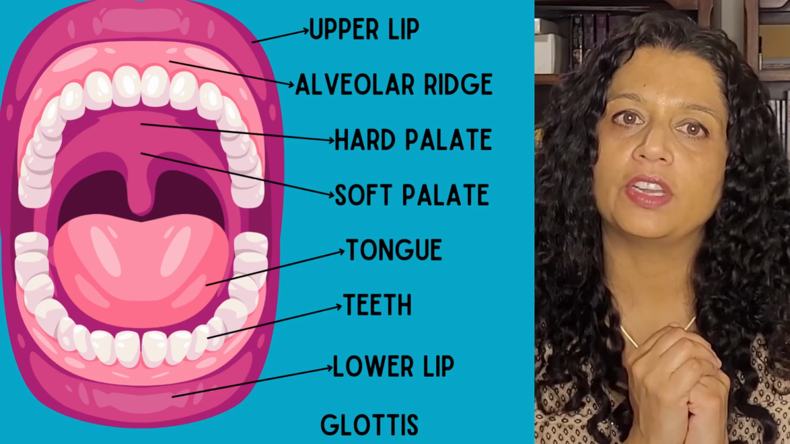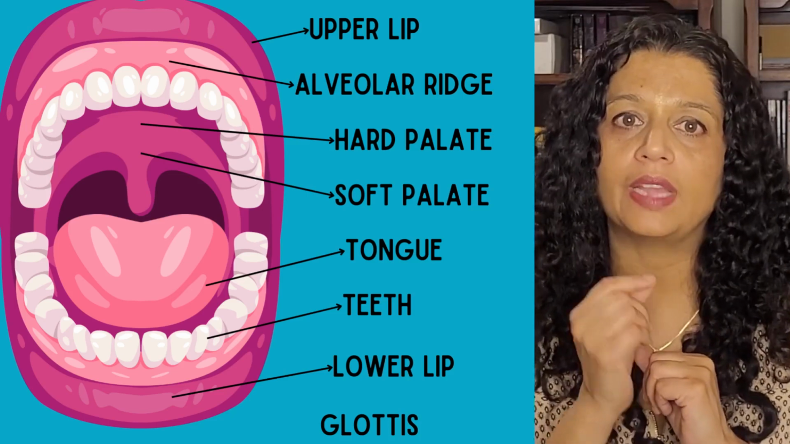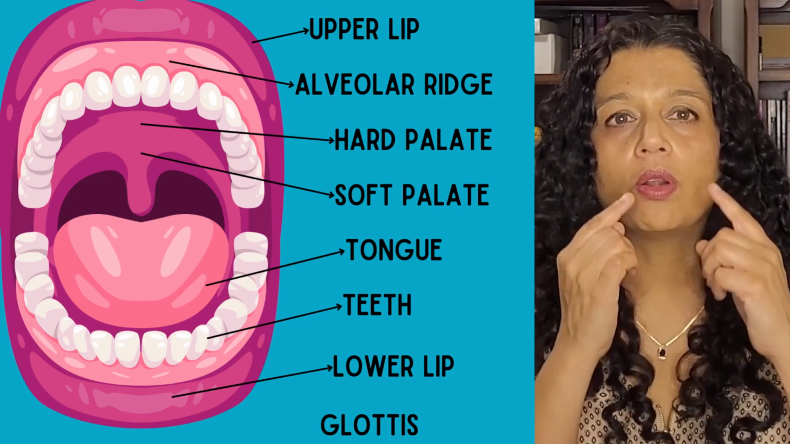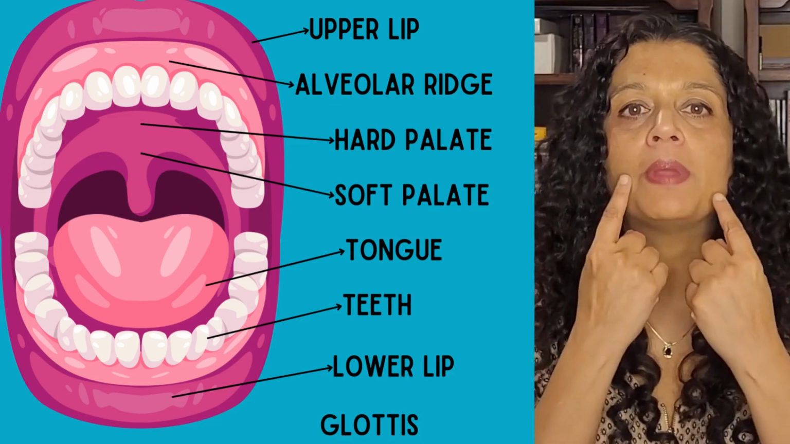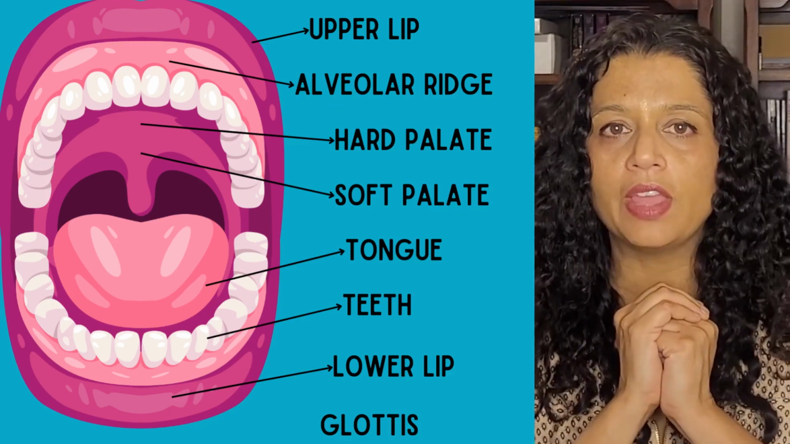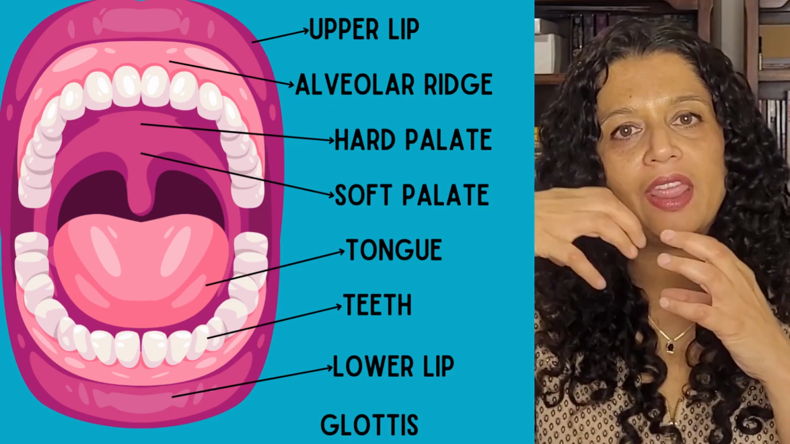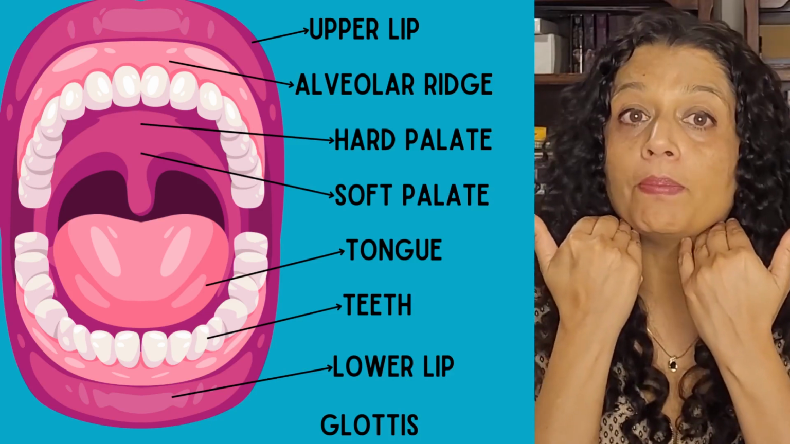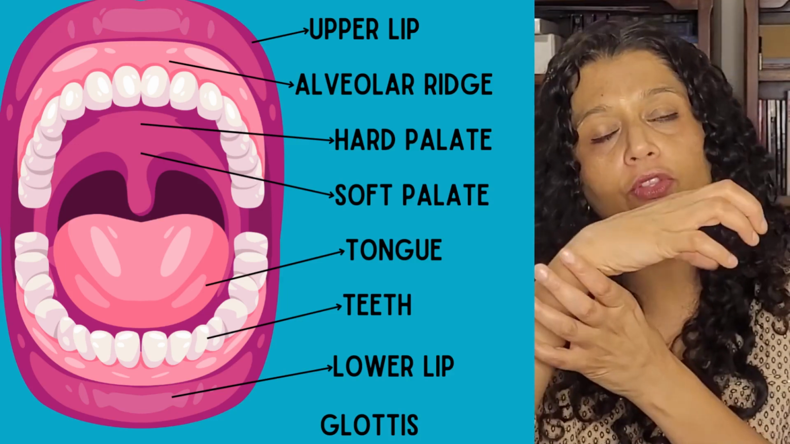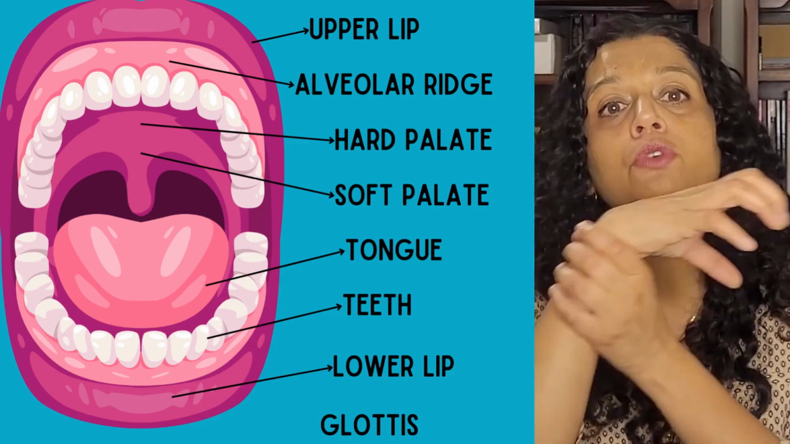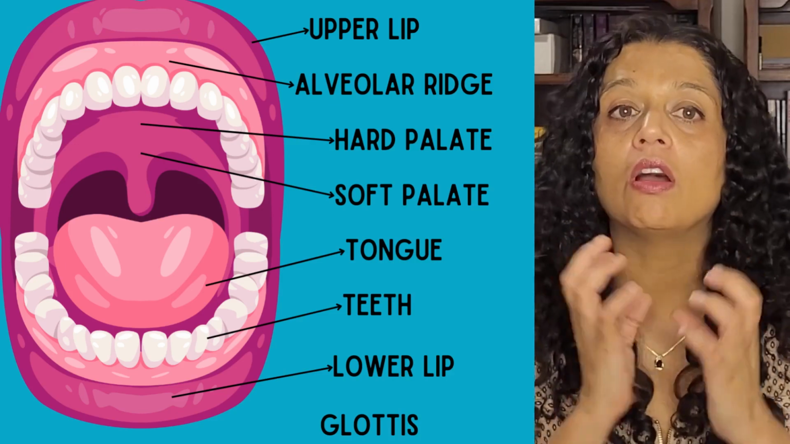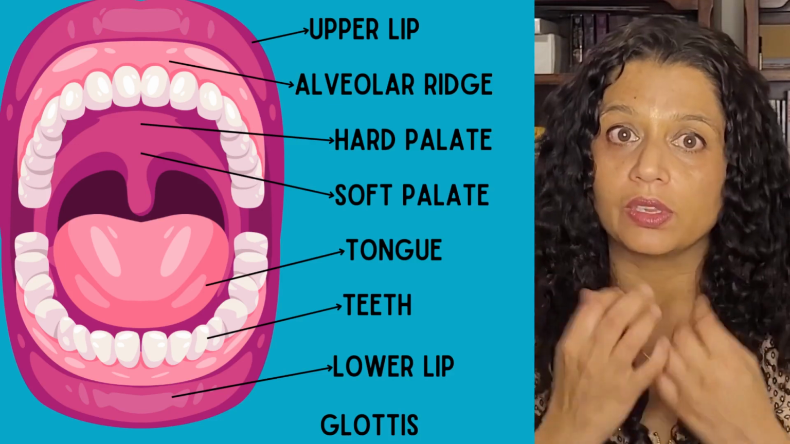That's your alveolar ridge, and that is one of the articulators. We are also talking about our hard palate, which is kind of the roof of your mouth. And we're talking about the soft palate, which is a muscular area at the back of the hard palate. Those are muscles, so they are able to move, to change the shape of our mouth, of our oral cavity.